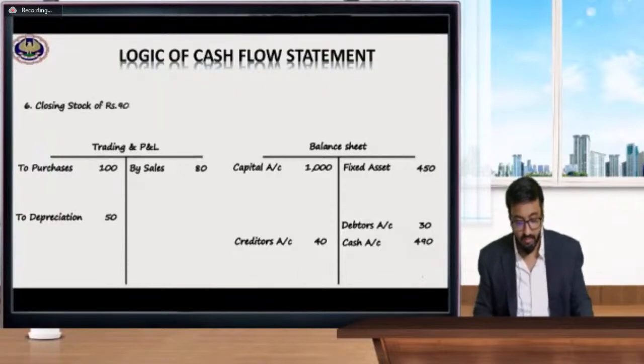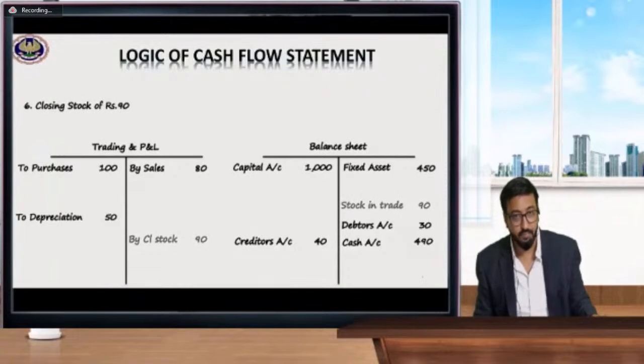Wait, now last entry for this, closing stock. How many effects are you going to give? 2. By closing stock, and on the asset side, stock in trade. On the asset side, stock in trade.